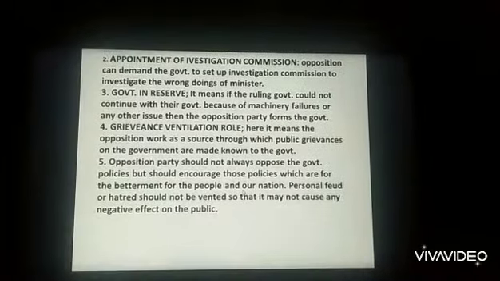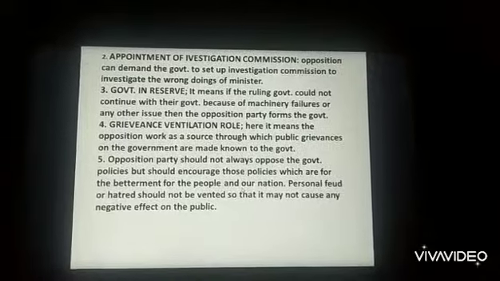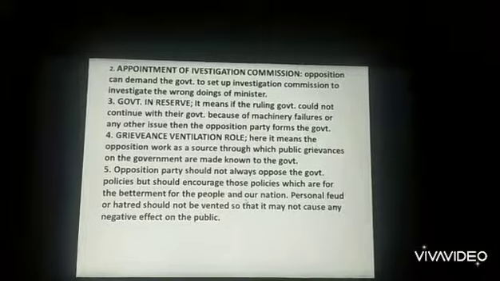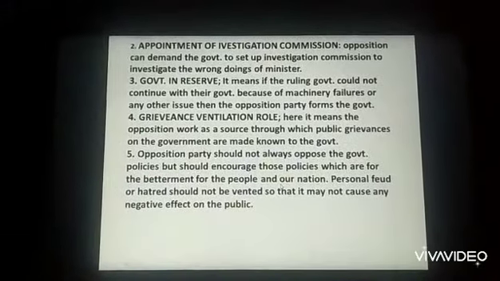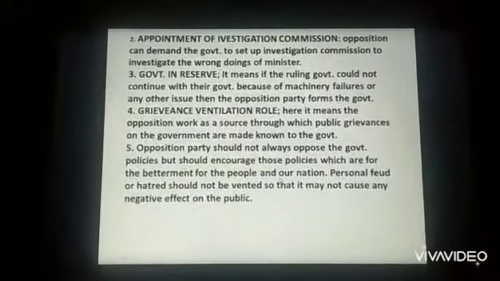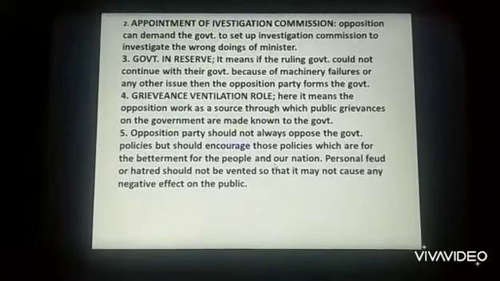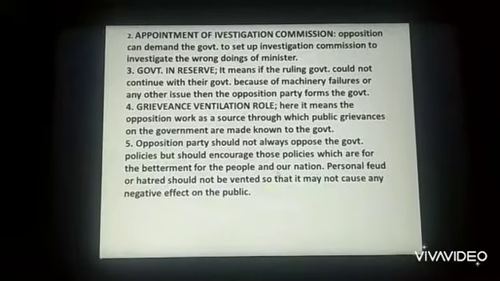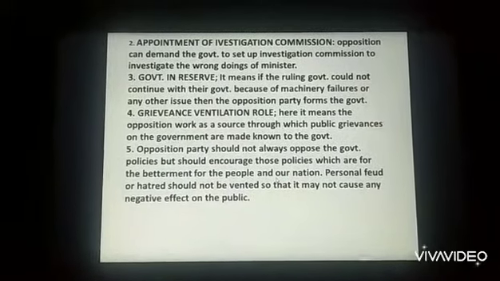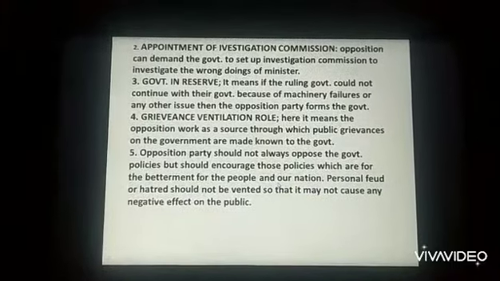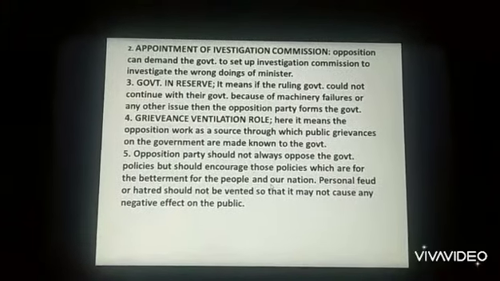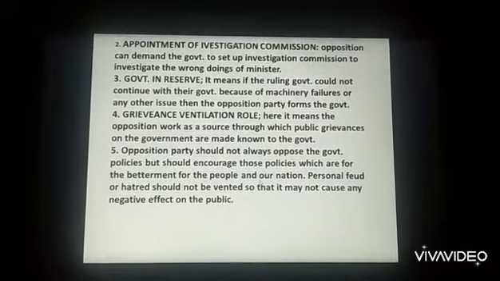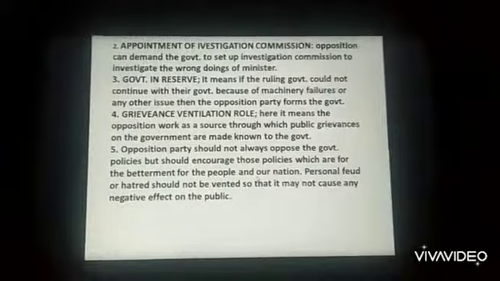Now the fifth one is opposition. Though they are called opposition, it doesn't mean that they always have to go and oppose the policies and government of the party that is in power. But they should see which one is important, which one is good, or whether the law which has been passed is good or bad for the people. They have to analyze that. It's not that every bill, every law, rules and regulations should be criticized or opposed by the opposition party just because they are called the opposition party.